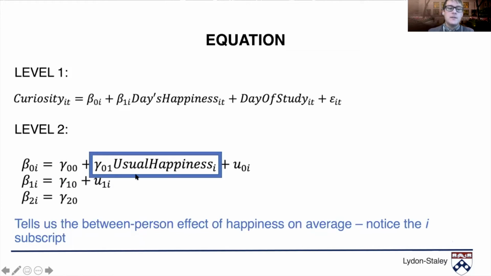This effect is our usual happiness variable. This is the between-person version of happiness that we created when we split predictors in the previous study. This tells us the between-person effect of happiness on average curiosity. Each person has one of these values, which is why it has an i. It's not associated with a t because the value of usual happiness doesn't change from time point to time point. So this estimate would tell you if people high in usual happiness are also high in usual curiosity.